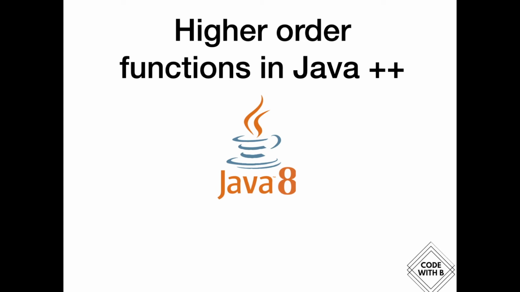In the previous video, we have seen what are higher order functions, how we can create higher order functions using functional interfaces, and how to call these higher order functions using lambda expressions. In this video, we will see more advanced use cases of higher order functions with the help of Stream API. Before we start, let's look at one of the problem statement.